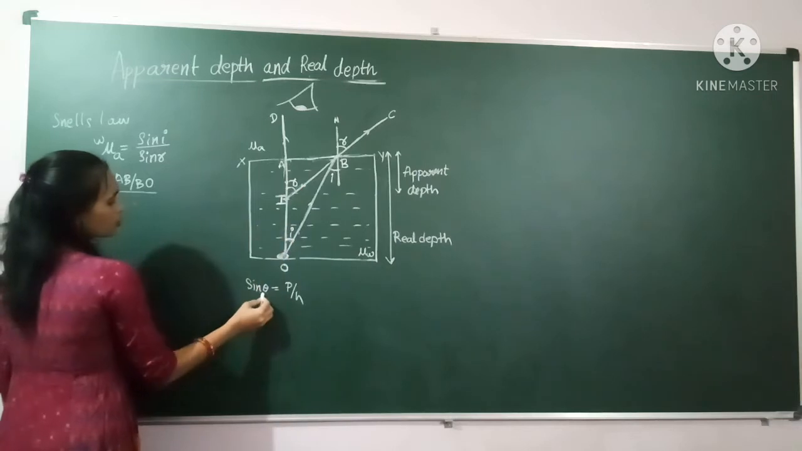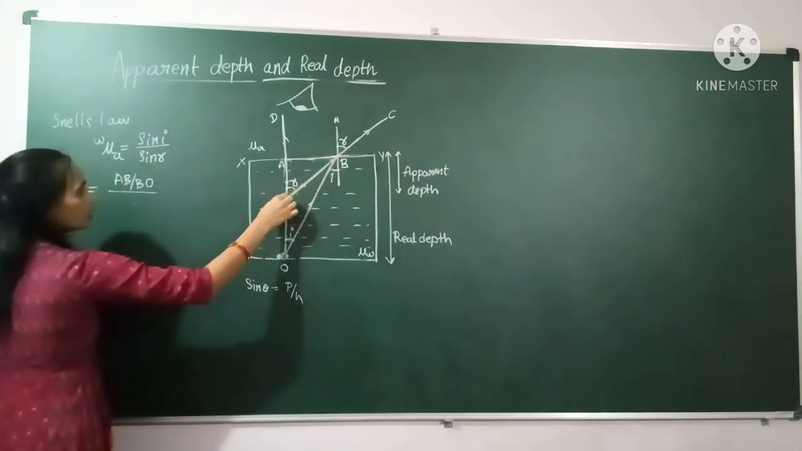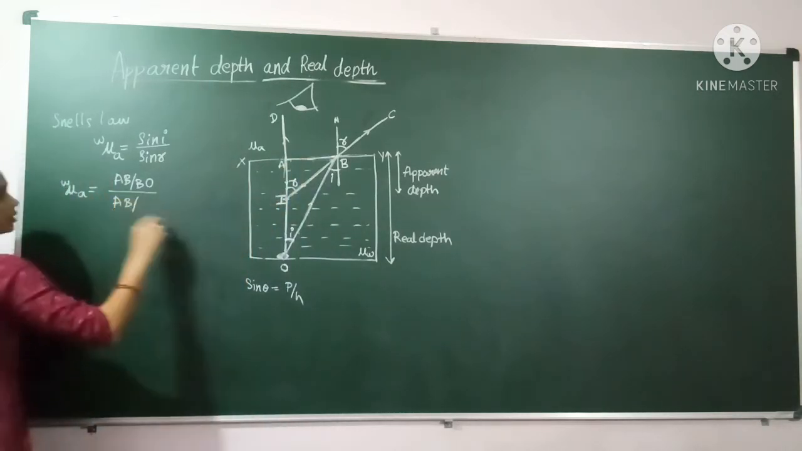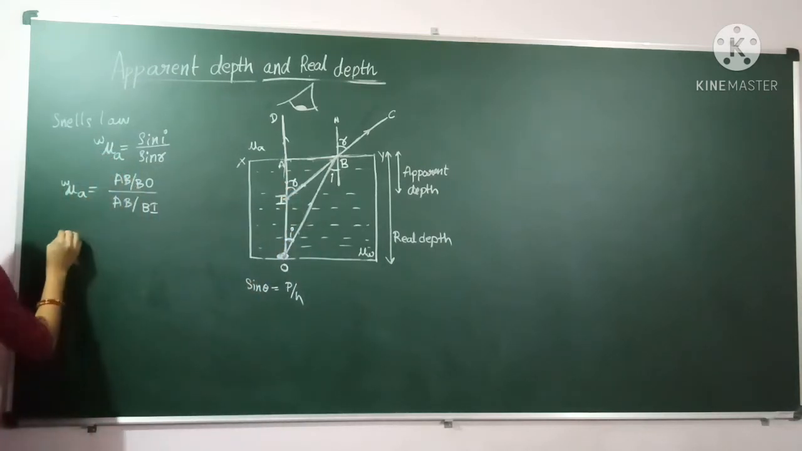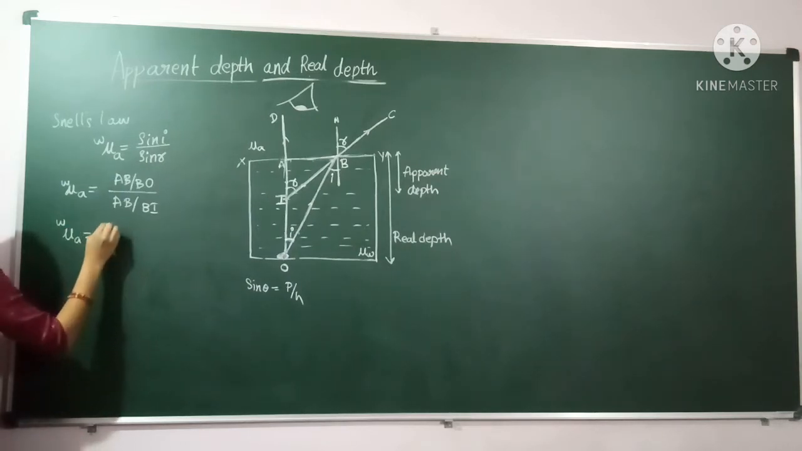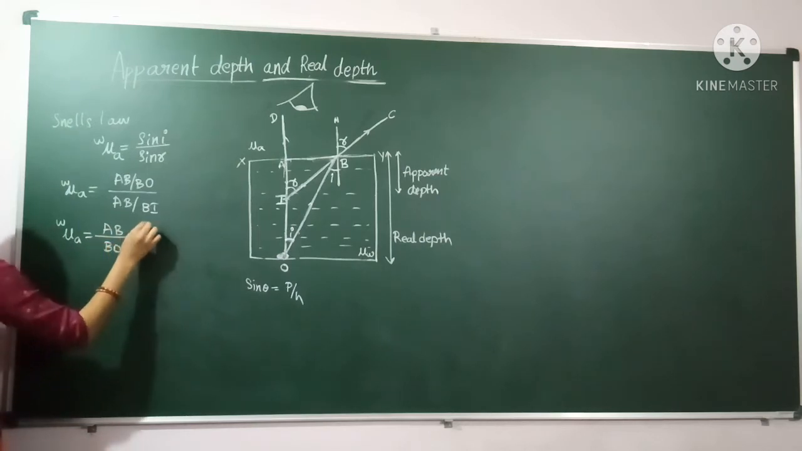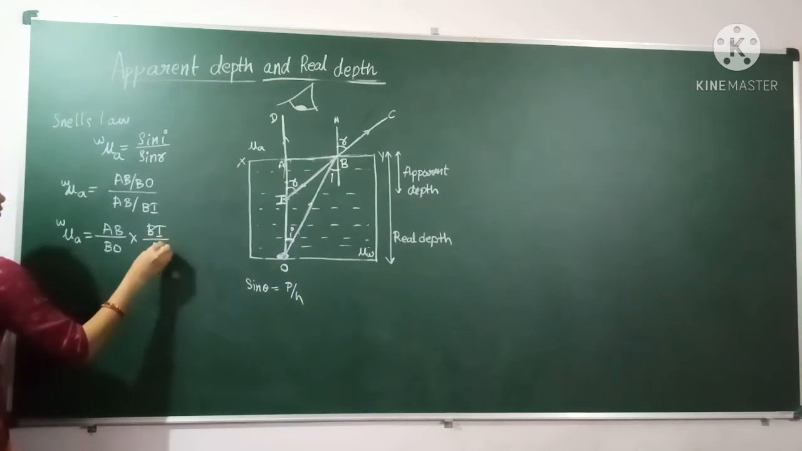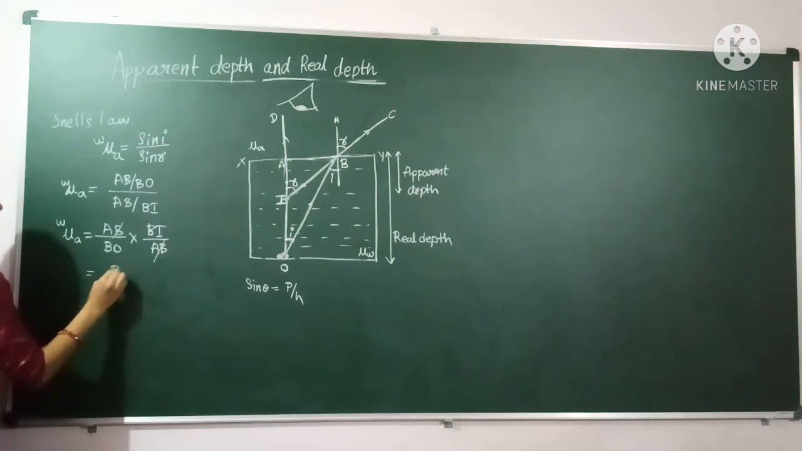To find this sin r, the sin theta formula is perpendicular by hypotenuse. So this is the perpendicular and this is the hypotenuse for this triangle, so we will take AB divided by BI. Next, the refractive index of air with respect to water is AB divided by BO multiplied by BI divided by AB. These two will be cancelled. So what remains? BI divided by BO.